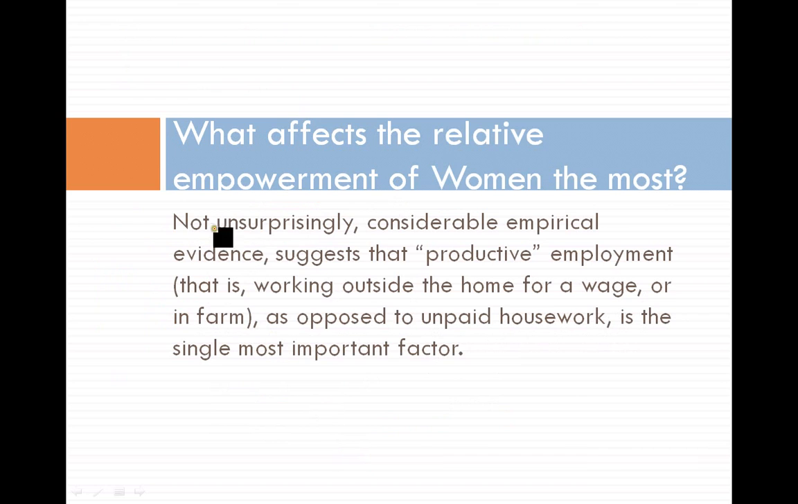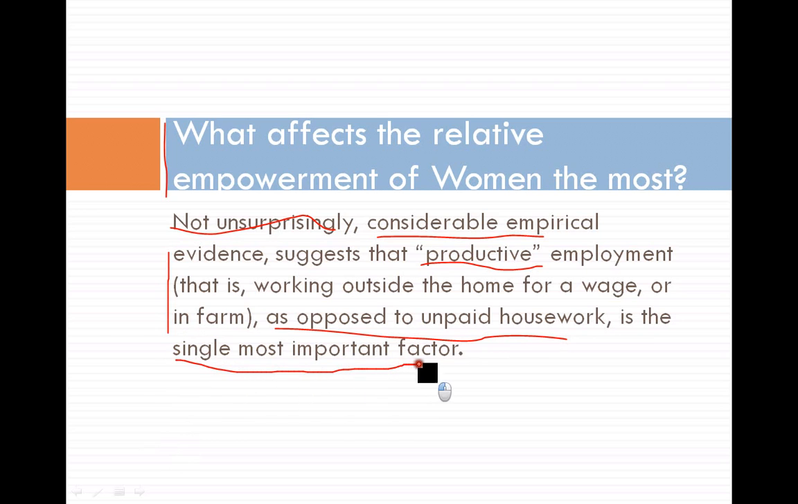Now what affects the relative empowerment of women in a family scenario the most? Not unsurprisingly, considerable empirical evidence suggests that productive employment, that is working outside the home for a wage or in farm and so on, so I should say seemingly productive employment as opposed to unpaid housework, is the single most important factor. So the larger the number of employed women, the larger the number of empowered women.